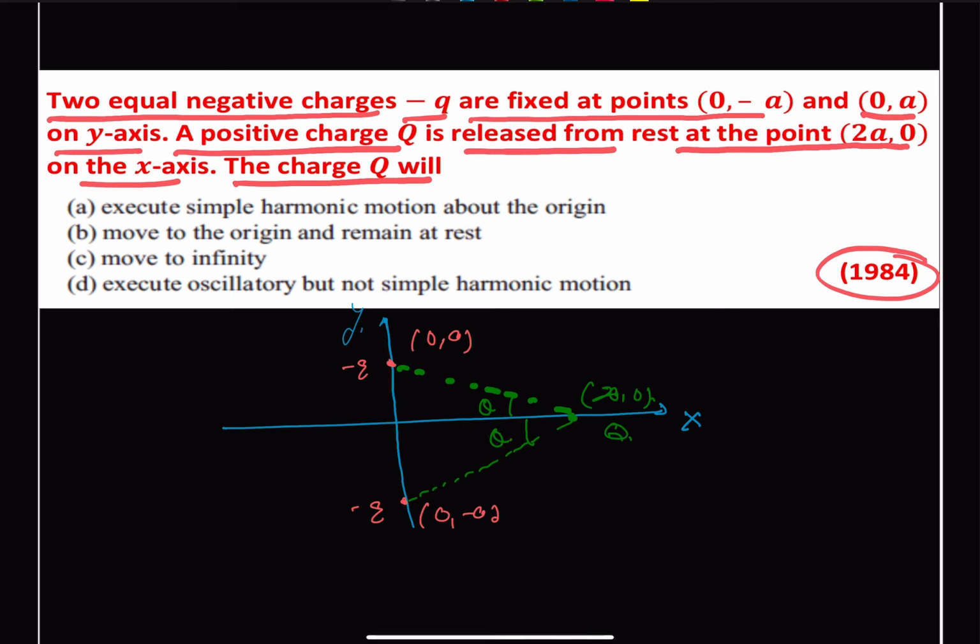And there will be a force of attraction between, let us call this A, this B, and this point C. So there will be a force of attraction between minus Q and plus Q, and similarly for the other minus Q and plus Q. And let us draw the forces something like this. Let us suppose this is force F, and the other force will also be F in this direction.